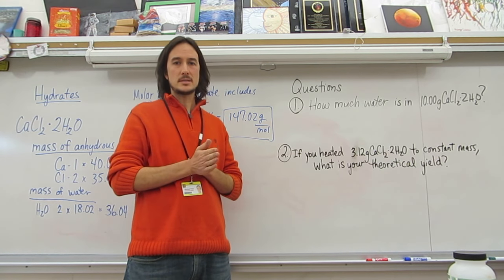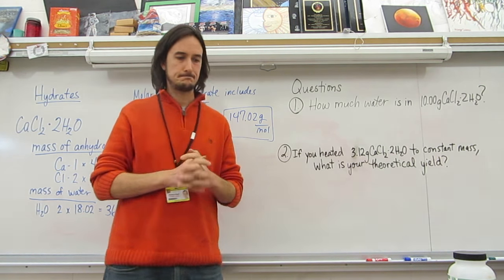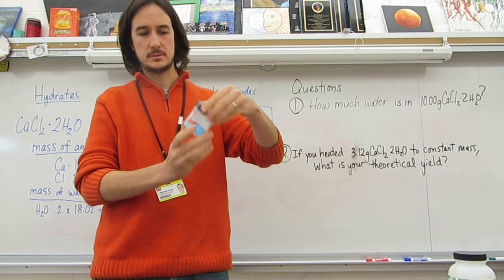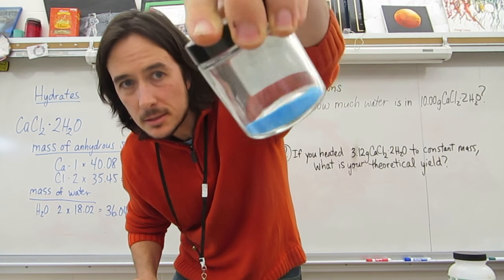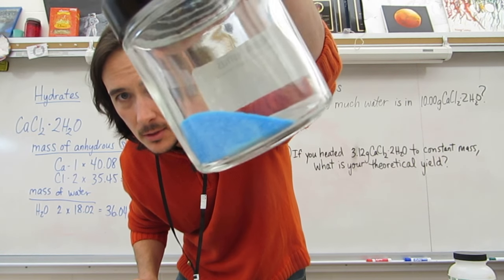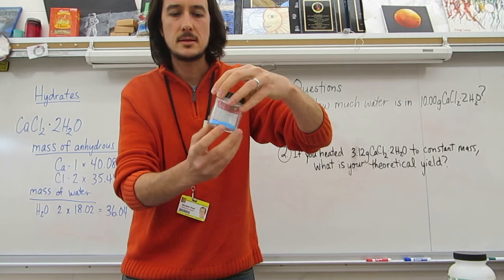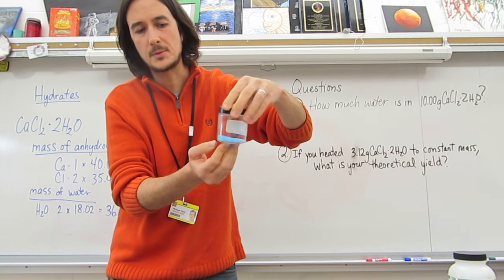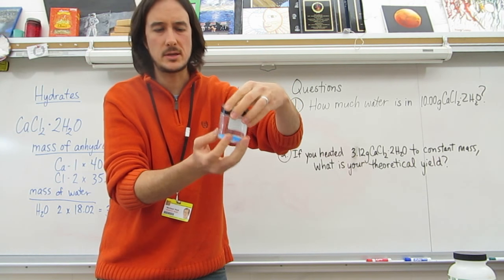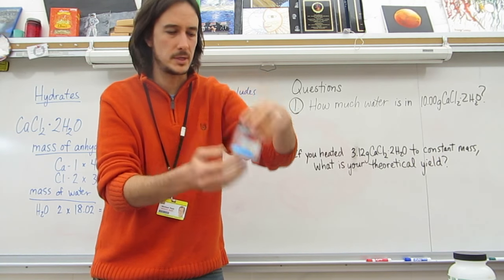So we're going to talk about hydrates. I can show you a hydrate. This is just little crystals. This is copper sulfate pentahydrate. This is a common one you look at. Well, it's blue, it's nice, right? You can kind of imagine that it has water in it.